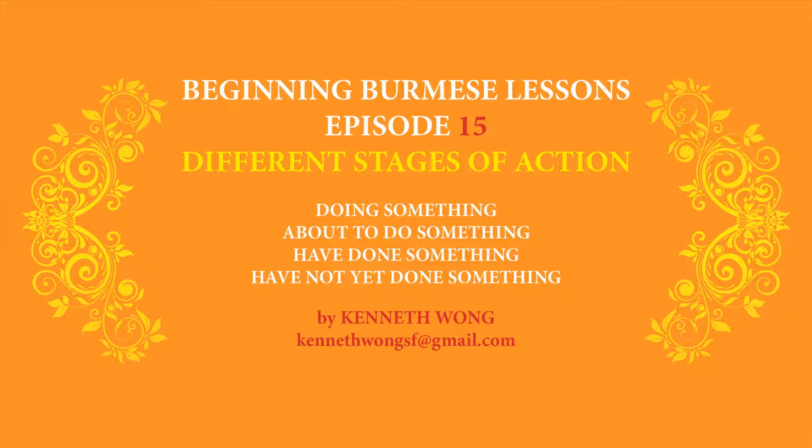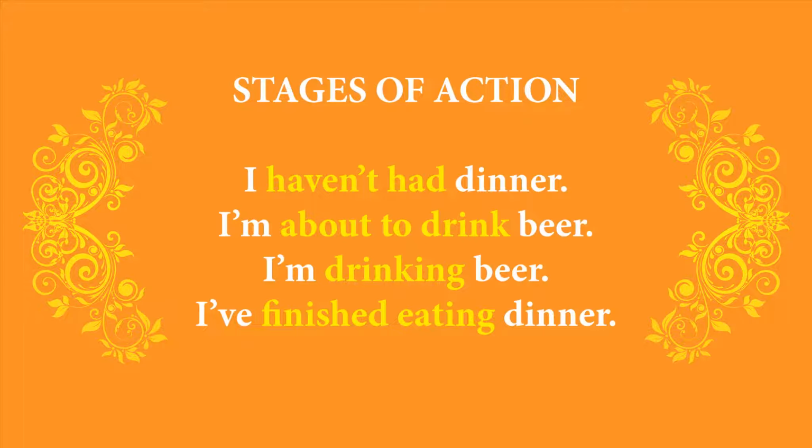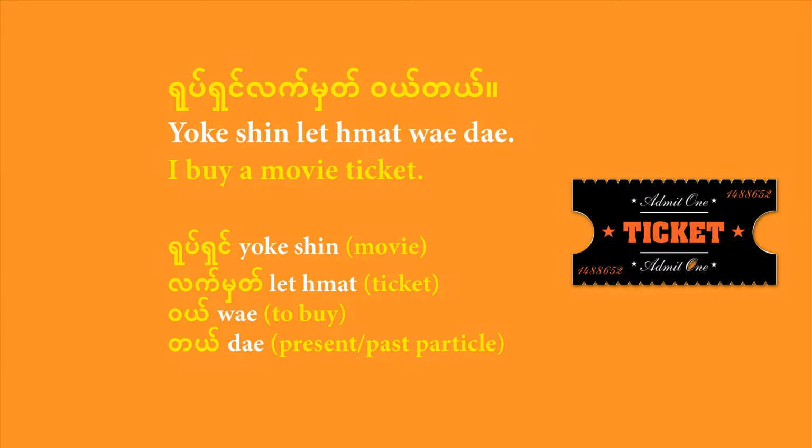When you talk about taking action, about doing something, whether it's eating dinner, drinking beer, or reading a book, you might want to be able to describe these actions not just in past, present, and future tenses, but in different stages. For example, I haven't had dinner yet, I'm about to drink beer, I'm drinking beer right now, or I've finished reading the book. In this lesson, I'll teach you the basic structures you need to say these things in Burmese. Let's take the case of buying movie tickets.